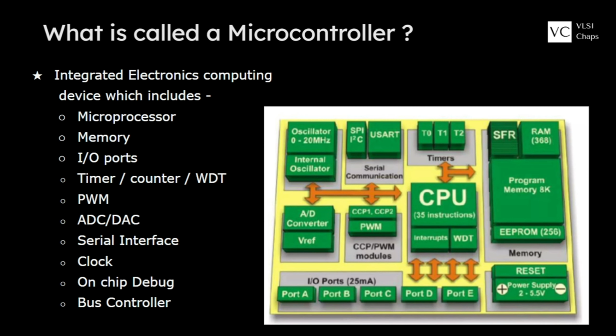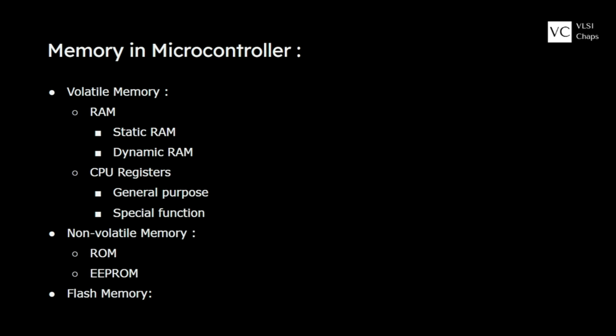So let's understand all these, or most of these elements, in a very detailed manner. Let's talk about memory first. We know that we have two different kinds of memory: one is volatile, another is non-volatile. But we also have a special kind of memory which is called flash memory.